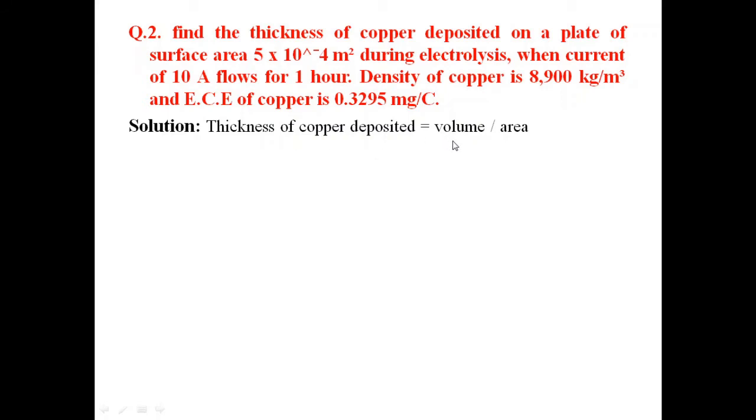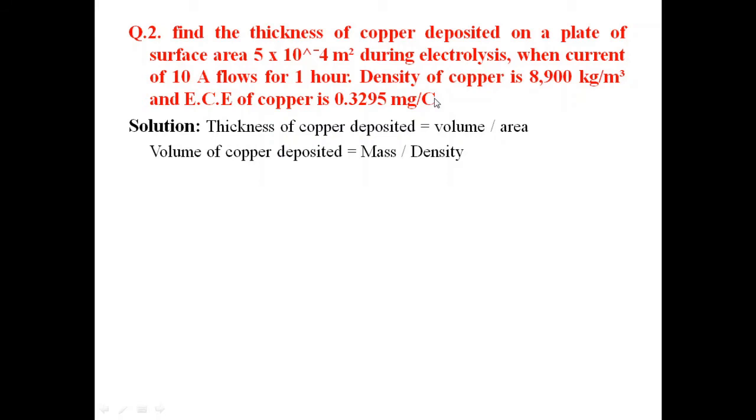So what is the volume? The unit of volume is cubic meter. So the volume of the copper deposited can be given as the mass of the copper deposited divided by the density of the copper. The unit of mass is kg and density is kg per cubic meter, so when we divide, kg gets cancelled and you get cubic meter. That is how you can get the formula if you don't remember the definition of volume. Density is given, you just need to find the mass of copper deposited.